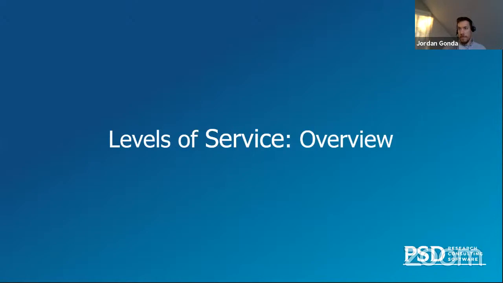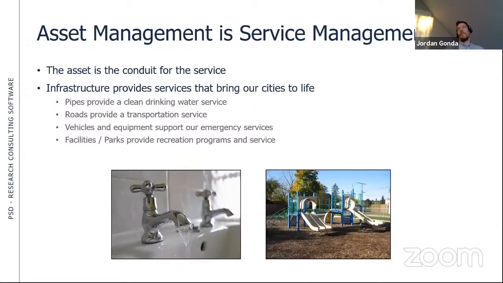So that's the data. Now levels of service. As I mentioned, levels of service is about how we can balance cost, performance, and risk. I just want to take a step back and recognize that everything we do with the town has some value and provides some kind of service.